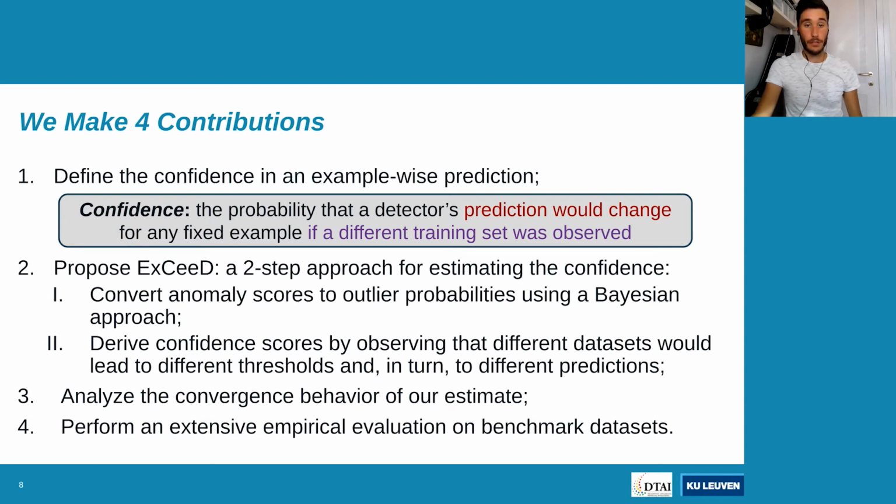In this paper, we made four contributions. First, we defined the novel topic of confidence as the probability that a prediction would change if a different training set was observed. This is valid for any anomaly detector. Second, we introduced Exceed, a model which is able to estimate accurately the confidence of any anomaly detector in two steps. Firstly, it transforms the anomaly score into outlier probabilities with a Bayesian approach. And secondly, it derives the confidence values by observing that different training sets lead to different thresholds and in turn to different predictions. Our third contribution is an extensive analysis of the convergence of Exceed's estimates. And finally, we evaluated our model on a large number of benchmark datasets.